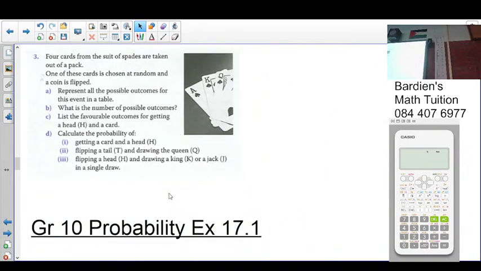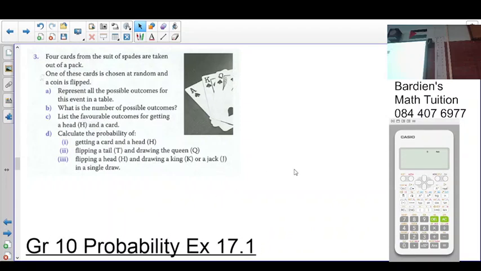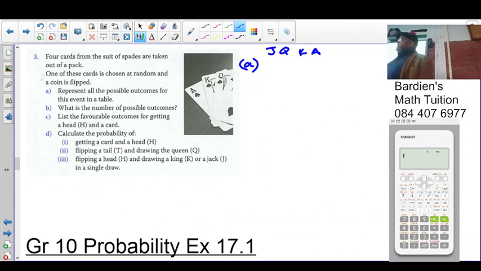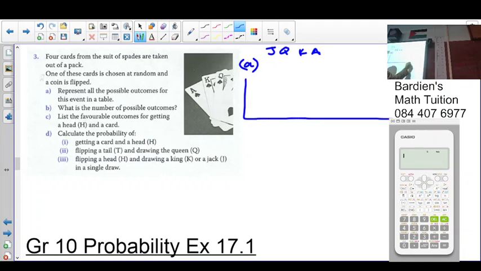Four cards from the suit of spades are taken out of the pack. One of these cards is chosen at random and a coin is flipped. Represent the possible outcomes for this event in a table. So 4 cards are taken. Let's assume the 4 cards are Jack, Queen, King, Ace. It could be any 4 cards, but let's go with those cards. So if we represent this in the table, and it's of spades.